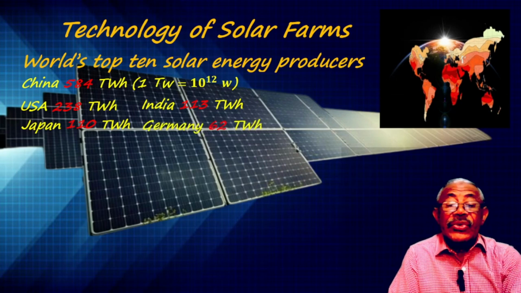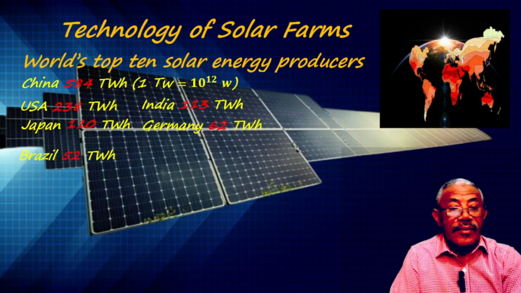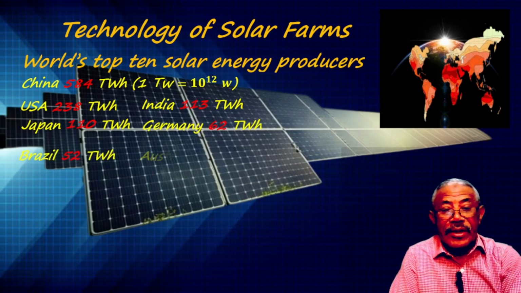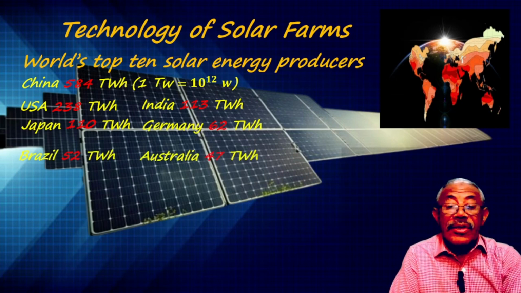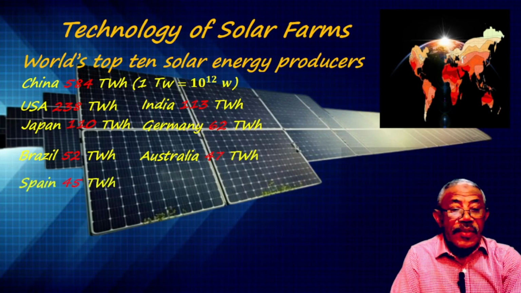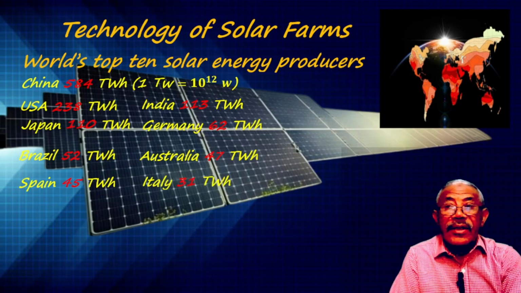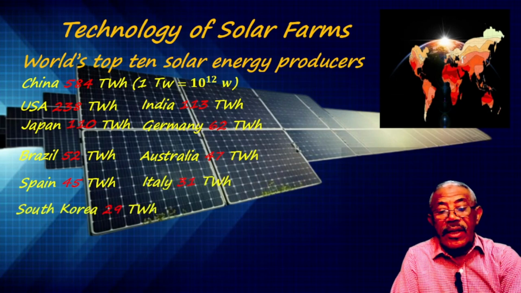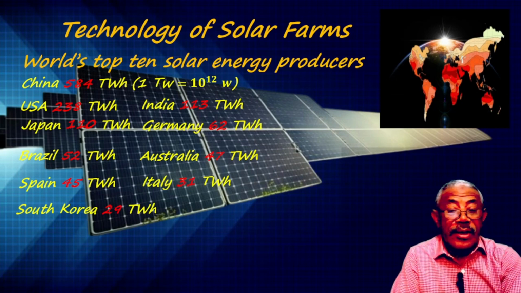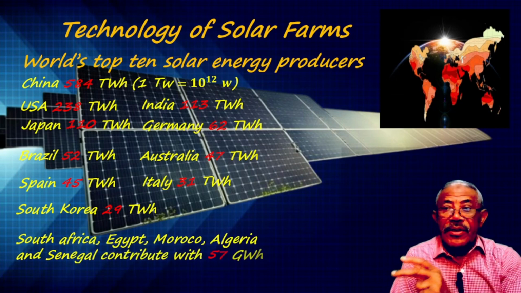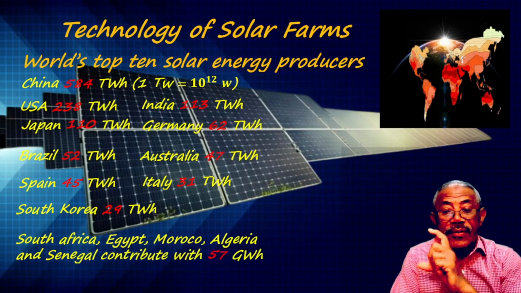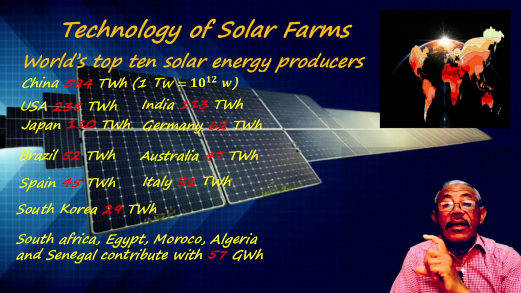Germany 62 terawatt. Brazil 52 terawatt. Australia 47 terawatt. Spain 45 terawatt. Italy 31 terawatt. And South Korea with 29 terawatt. Then South Africa, Egypt, Morocco, Algeria, and Senegal contribute with 57 gigawatt.